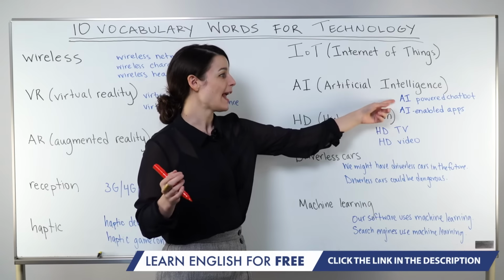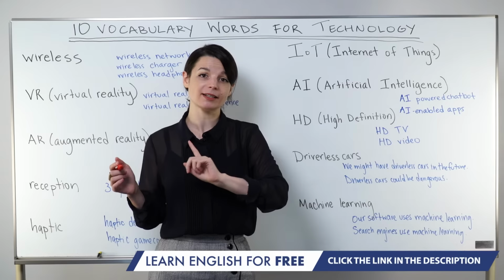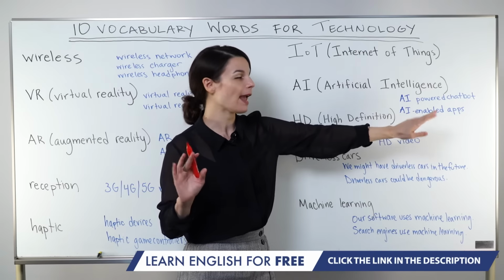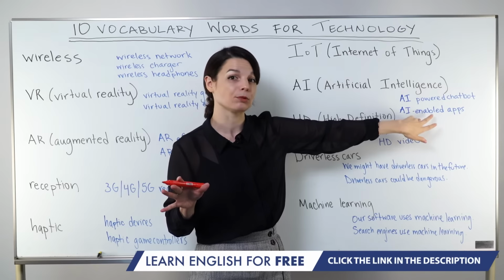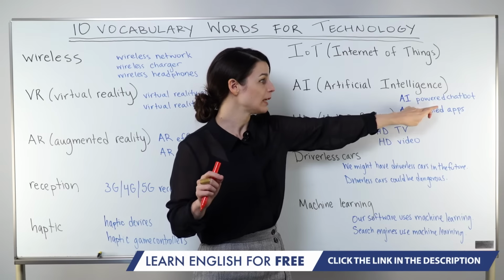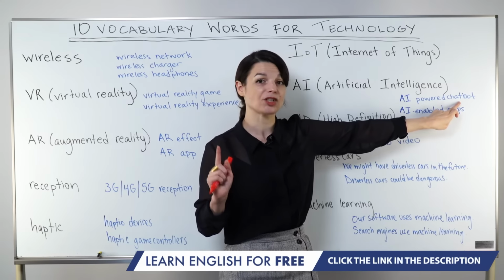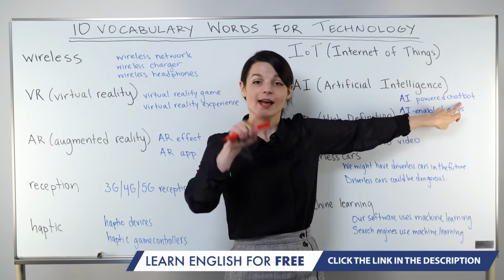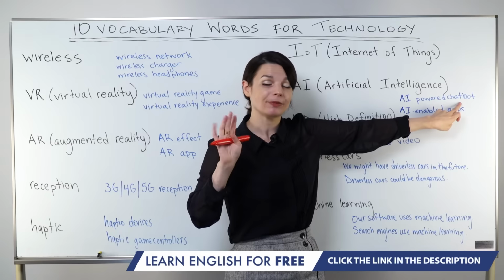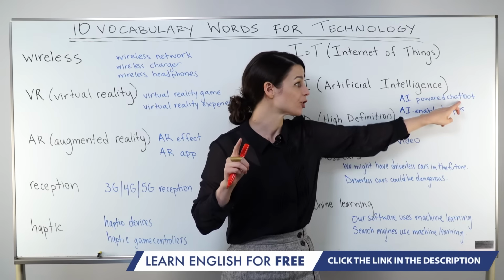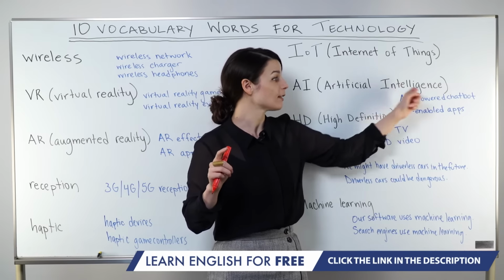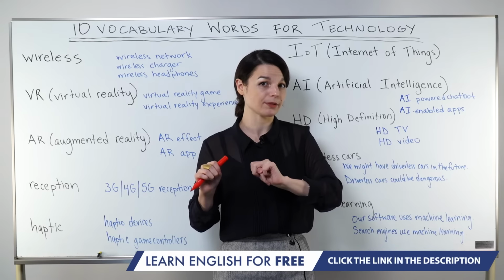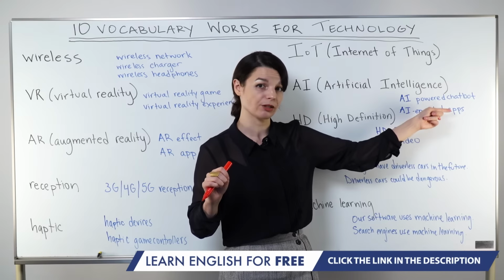So for example, AI-powered chatbot. You'll often see AI used with powered, or AI-based, or AI-enabled. Powered here means this noun, in this case a chatbot. If you've been to a website that has an automatic chat function, that's probably an AI-powered chatbot. Artificial intelligence-powered chatbot means a robot is chatting with you on that website. We say AI-powered chatbot to describe that.